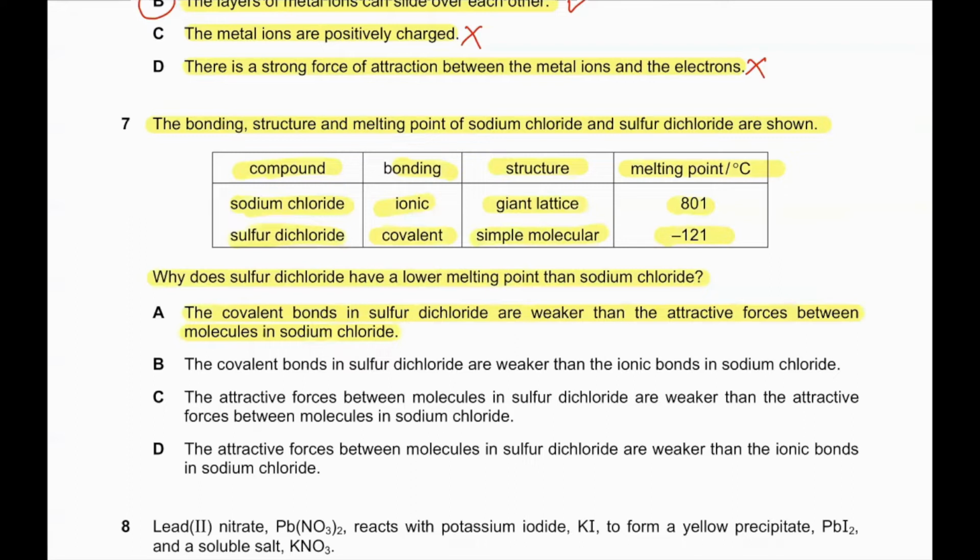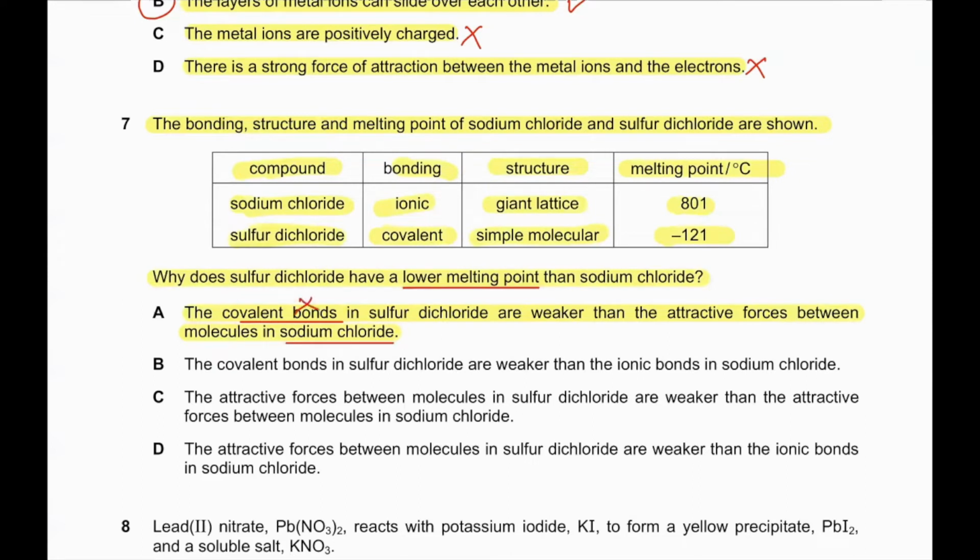Now, the question relates covalent bonds to the attractive forces between one sodium chloride and another sodium chloride. That is a little bit illogical, in the sense that covalent bonds are formed by sharing of electrons and sodium chloride forms bonding due to giving and taking electrons. So this does not help us to explain why sulfur dichloride has a lower melting point. Melting point can be explained by intermolecular forces, and covalent bond is not intermolecular forces, guys.